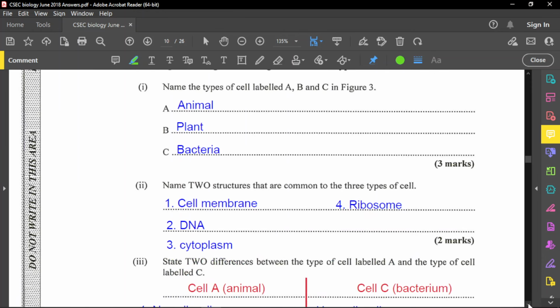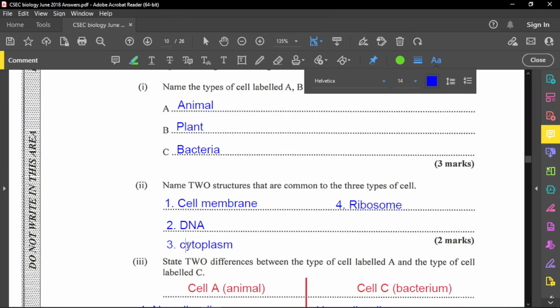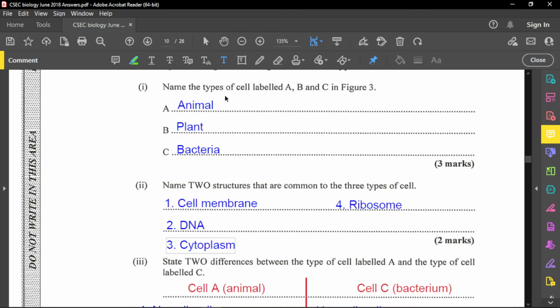And then for part 2, name 2 structures that are common to the 3 types of cells. We have a number of things that are common to these cells. We have the cell membrane, which is common to all cells, in fact. We also have DNA that is common to all the cells as well. And we also have ribosomes. So these are the common structures for these cells.